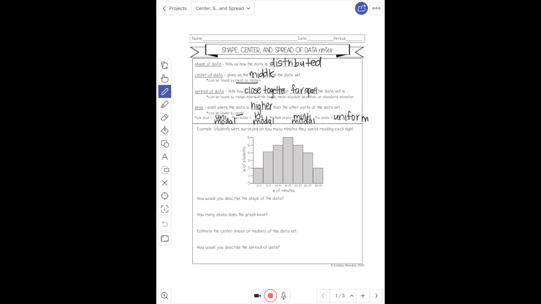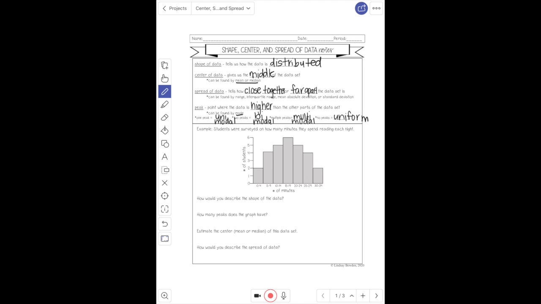Now, looking at the example on this page, it says students were surveyed on how many minutes they spent reading each night. So when I'm looking at this situation, we're looking at a histogram. Remember, histograms are going to give us an interval of values. In our first column, we have 0 to 4, so they study from 0 to 4 minutes. Two students study 0 to 4. We don't know if one studied 1 minute, or they both studied 2 minutes, or both studied no minutes. But we know that it fell within that 0 to 4 range.